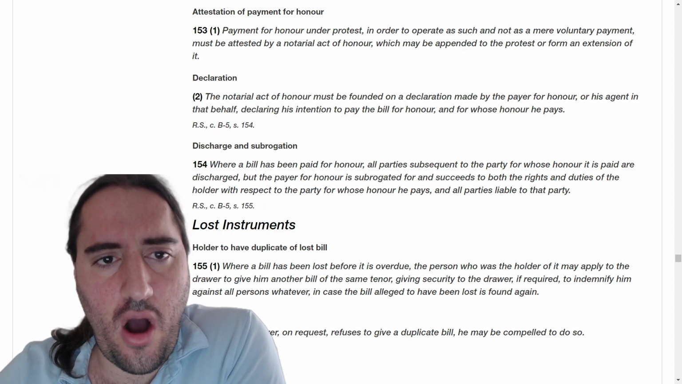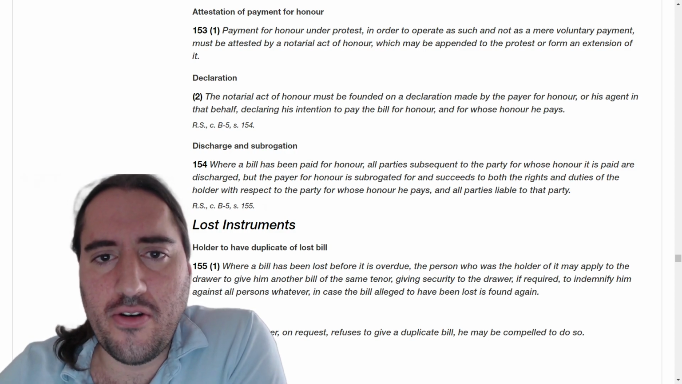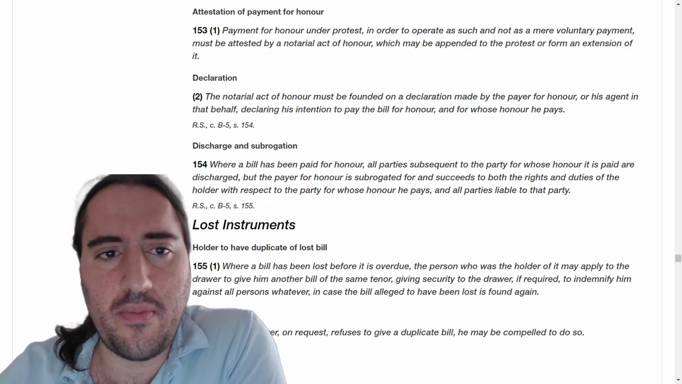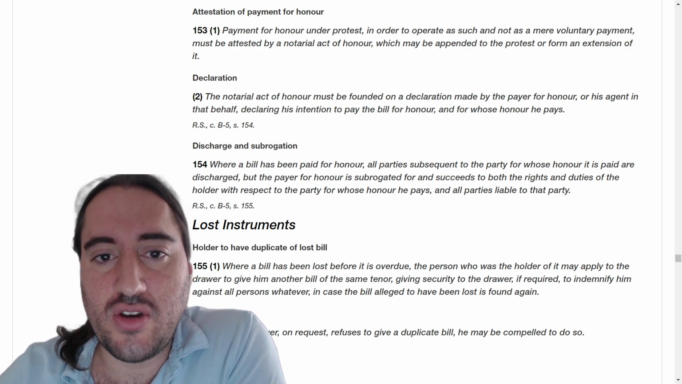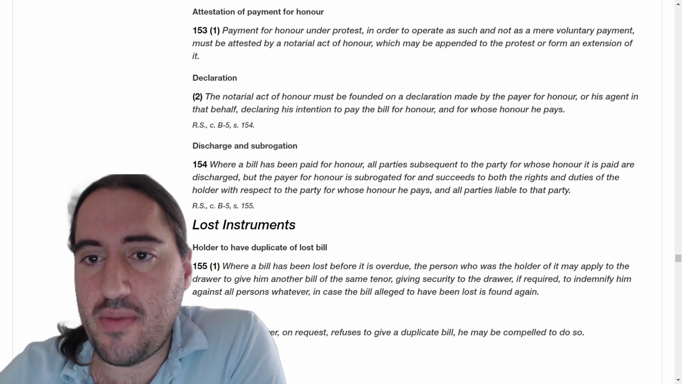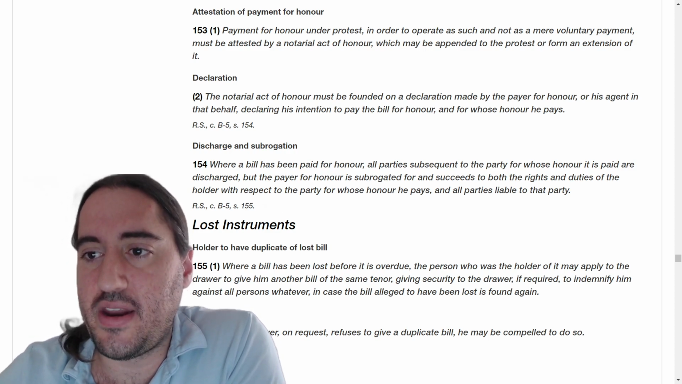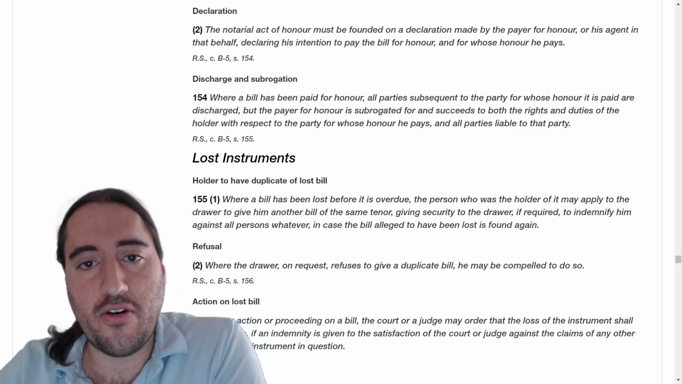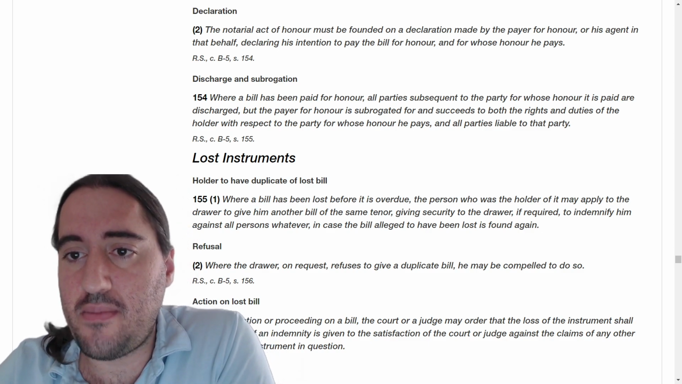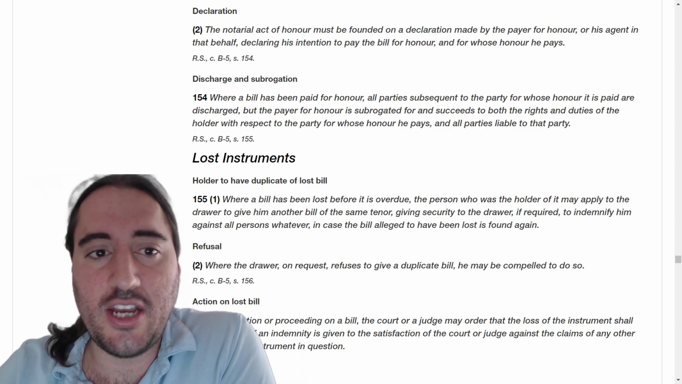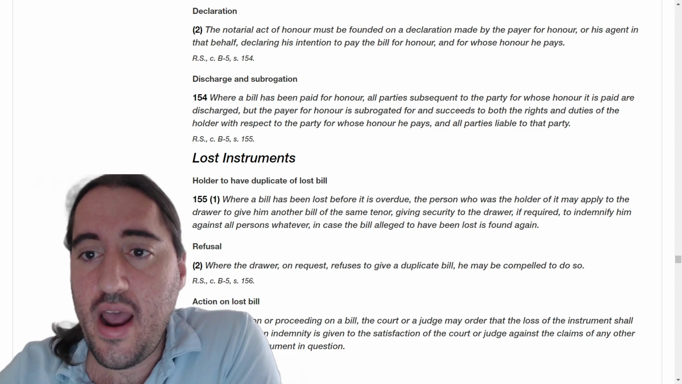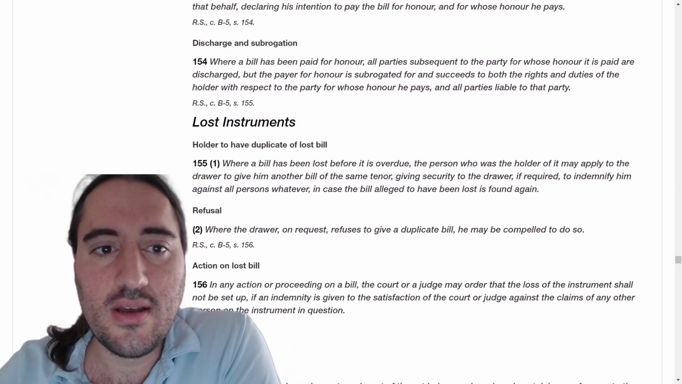Attestation of payment for honor. Payment for honor under protest, in order to operate as such and not as a mere voluntary payment, must be attested by a notarial act of honor, which may be appended to the protest or form an extension of it. Declaration. The notarial act of honor must be founded on a declaration made by the payer for honor, or his agent in that behalf, declaring his intention to pay the bill for honor and for whose honor he pays.